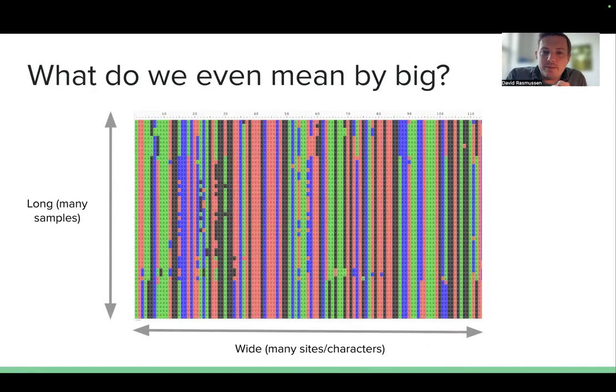So what is the problem here in terms of applying Bayesian MCMC to genomic data sets? Is it the fact that we have many samples, or is it the fact that we have many sites in our sequence? So just think about that for a second. What do you think makes this a hard problem computationally? The number of samples that we have, or the number of sites for each sample?